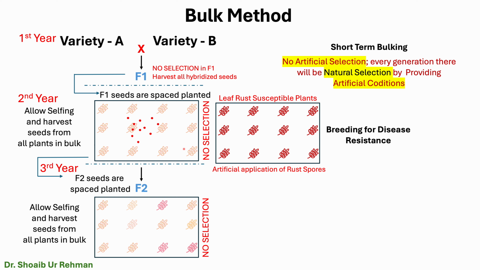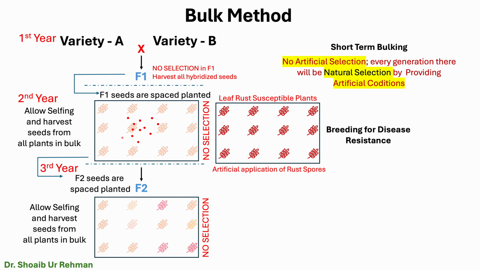So what will happen is that the spores of the disease spread all over the field, and eventually only those plants which have a natural ability to survive under this sort of condition will produce seeds. So remember that you should always harvest seeds from those plants that have survived.